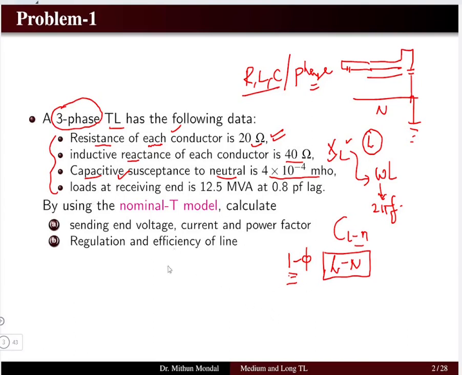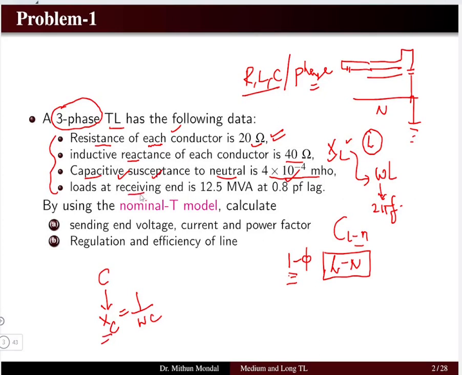Otherwise, sometimes the capacitance will be given, and in that case you have to find the value of Xc, which is equal to 1 by omega C. Here we have been given directly the value of the capacitive susceptance. Susceptance is the reciprocal of the capacitive reactance.